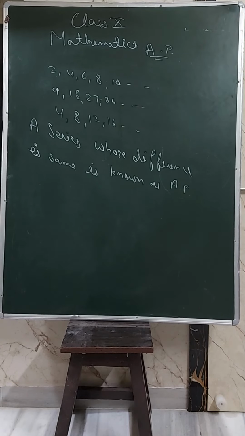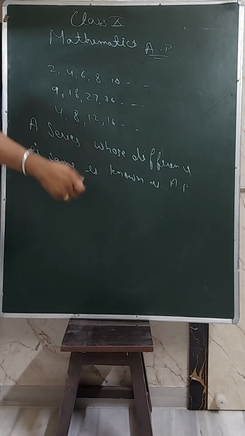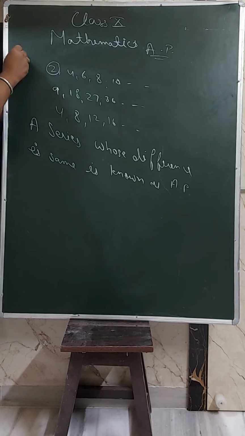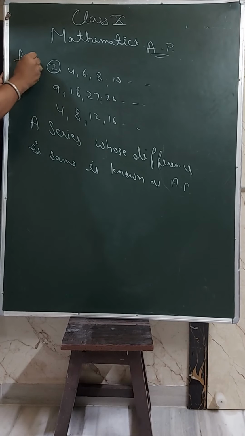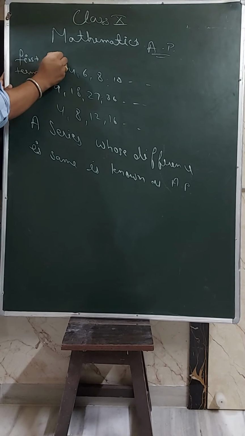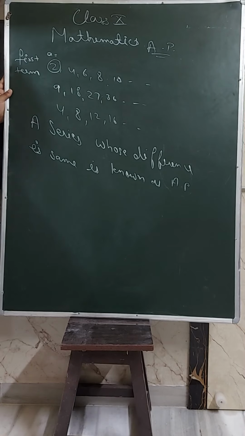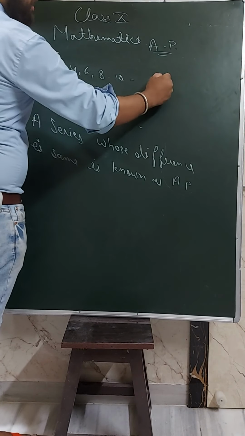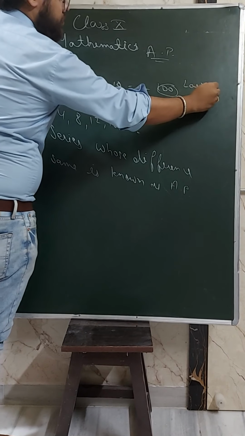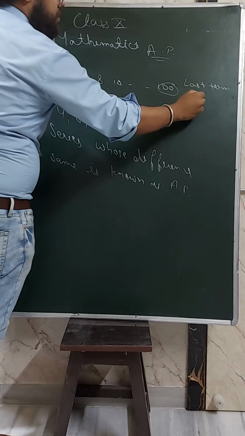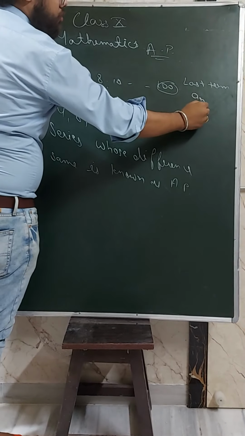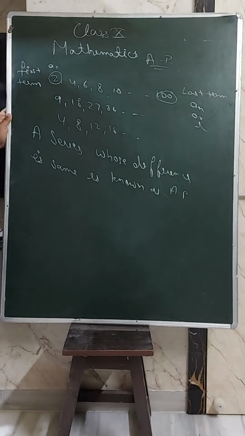Now a few things I will tell you all before starting the exercise. This is the first thing. The first term we can call a. This is a. Similarly, when it ends, like at 100, this will be your last term, and we can call this a subscript n, or one more name, l. l means the last term.